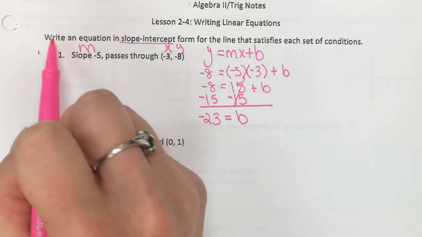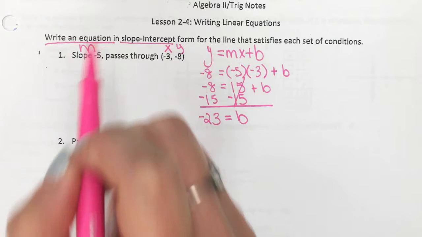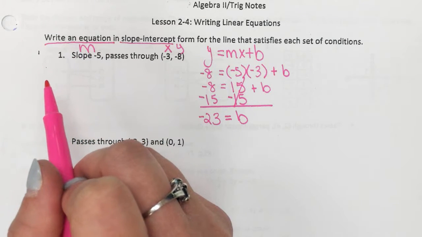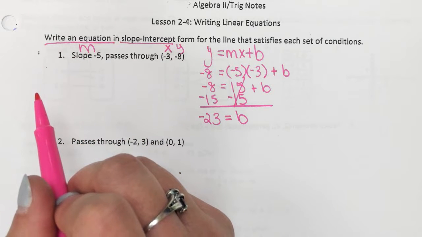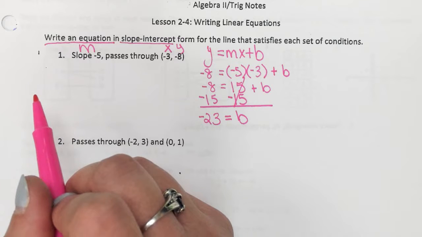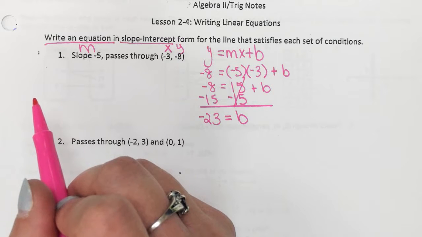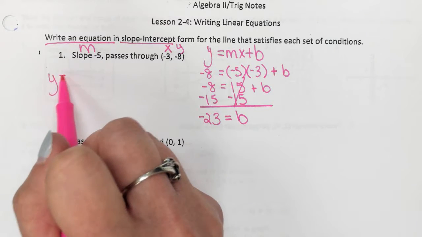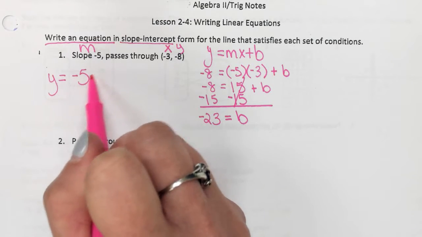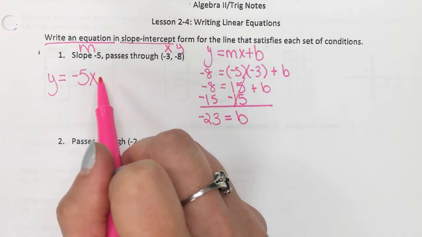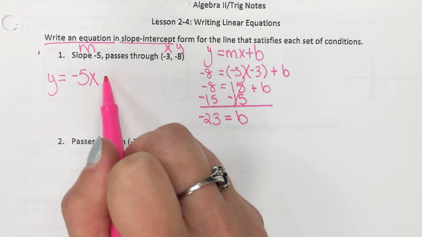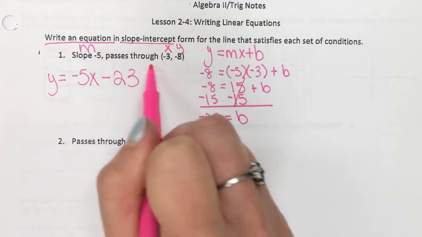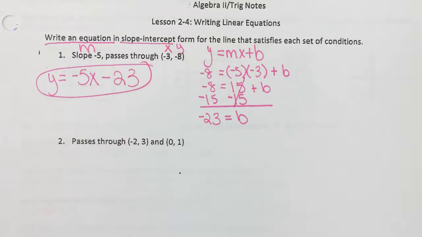All right, what did it say? It said write an equation. So, what are the only 2 numbers that you use in y equals mx plus b? You need your slope, which is -5x, and then you need your y-intercept, which is -23. Are y'all okay?